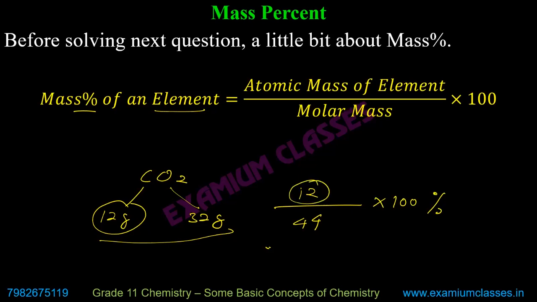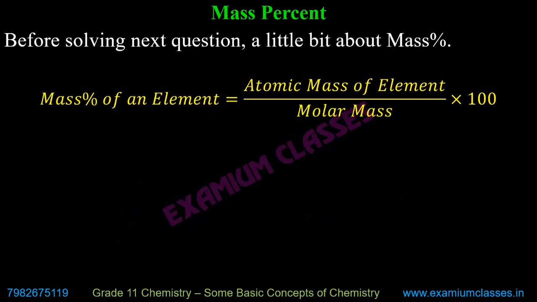For example, percentage profit: here you will have profit, here you will have the total amount, the initial amount, and then you will multiply it by 100. Here again, to calculate the percentage, it is the mass of that one divided by total mass into 100. So the formula will be the atomic mass of the element of which you want to calculate mass percent, divided by molar mass, into 100.